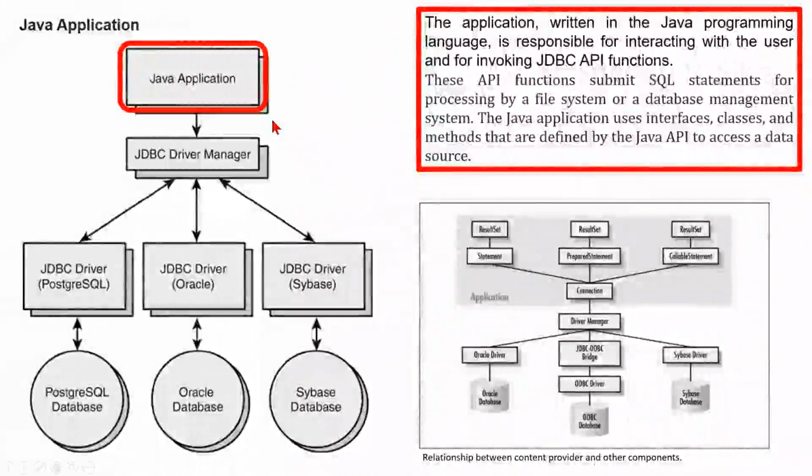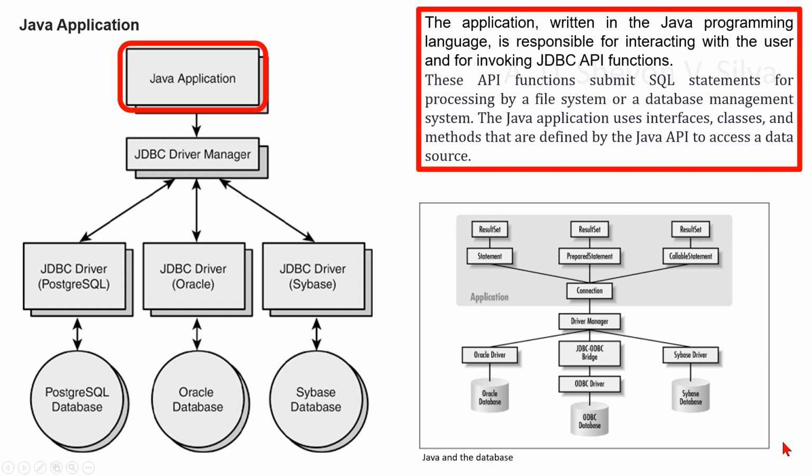The Java application, the application written in the Java programming language, is responsible for interacting with the user and for invoking JDBC API functions. These API functions submit SQL statements for processing by a file system or a database management system. The Java application uses interfaces, classes, and methods that are defined by the Java API to access the data source.